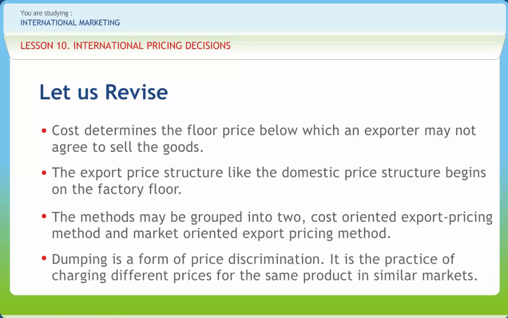Dumping is a form of price discrimination. It is the practice of charging different prices for the same product in similar markets. Each involves charging lower prices abroad than at home. The cost of production was unsuitable for determining its fair price.